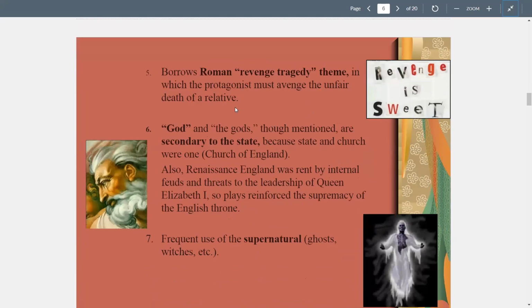It also starts to borrow from the Roman revenge tragedy theme, in which the protagonist must avenge the unfair death or treatment of a relative. So obviously the Greeks didn't have this as much because the Romans were after their time, but we do get this revenge tragedy theme. And it's not always just death. Obviously, that's very much a Hamlet thing. Also very much a Macbeth thing. But we also get the revenge tragedy to a lesser extent in other plays.